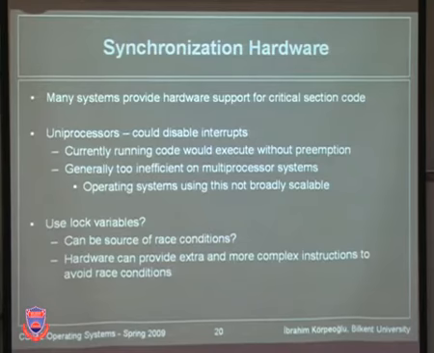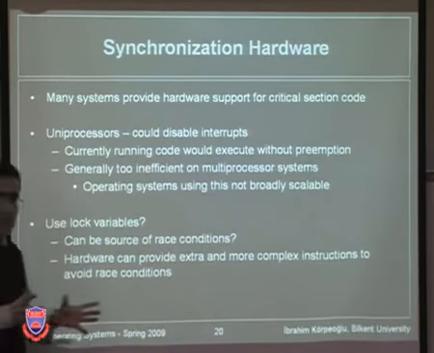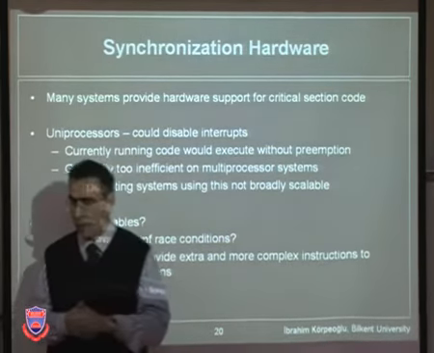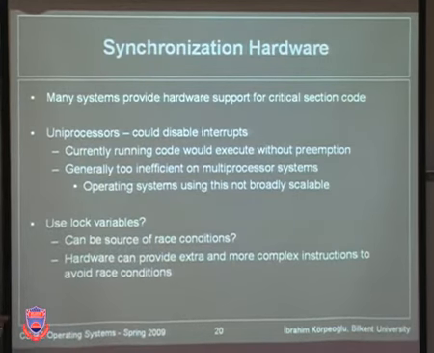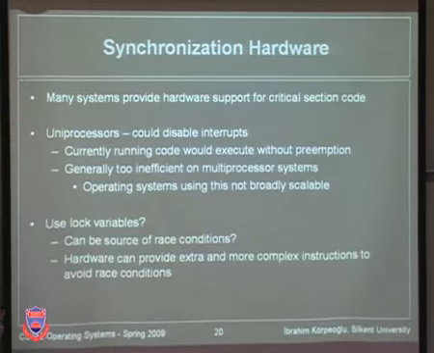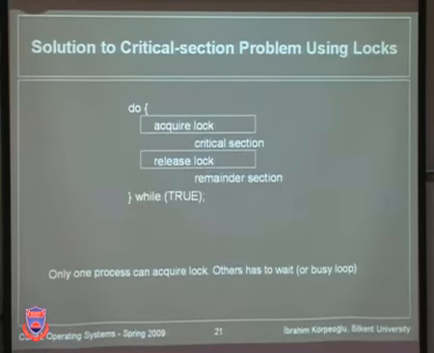Or you can be using simple integers, but using some advanced, more complex machine instructions, okay? As we discussed earlier, just using a simple integer value as a lock variable may be the source of the race conditions itself, okay? If you are incrementing and decrementing that integer variable with ordinary instructions, then that integer variable can be the source of race conditions. So what we can have is that hardware can provide extra, more complex machine instructions to avoid race conditions. And we will see those instructions now, okay?